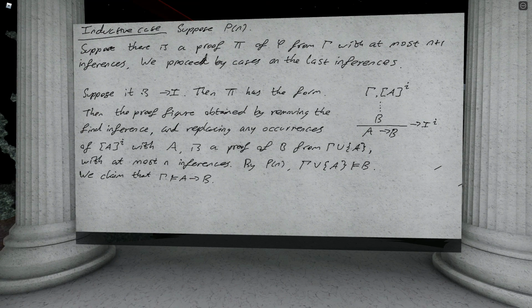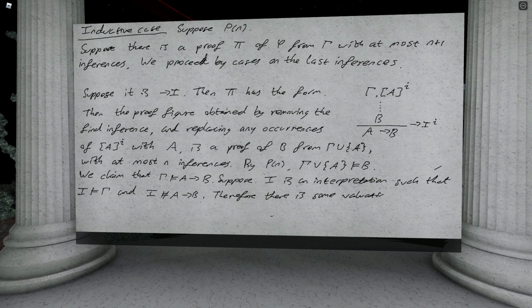So proceeding by contradiction, I'm going to say, suppose I is an interpretation such that I makes gamma true and I makes A implies B false. Unpacking that I makes A implies B false, therefore there is some valuation V such that I with that valuation of A implies B is 0.